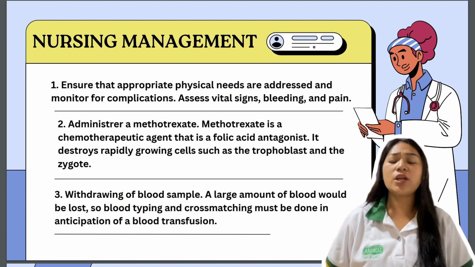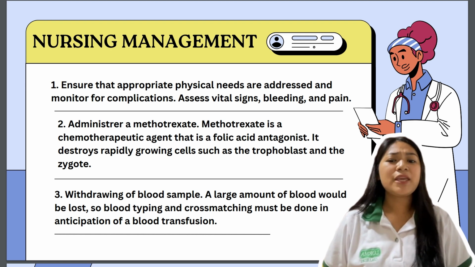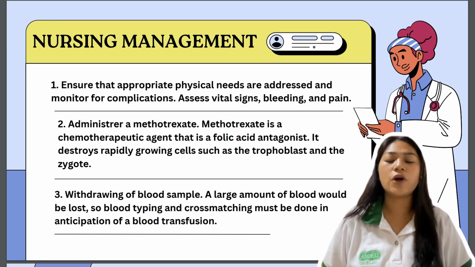Last one is withdrawing of blood sample. A large amount of blood would be lost, so blood typing and cross-matching must be done in anticipation of a blood transfusion. In addition, the blood sample will also be used to determine the hemoglobin levels of the pregnant woman.